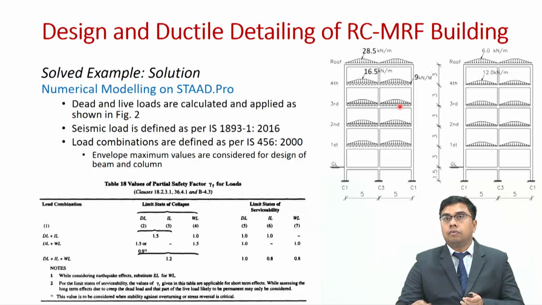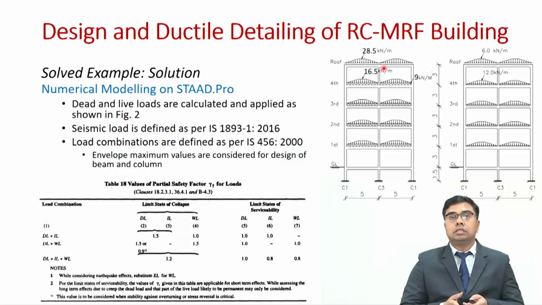Okay, so in this case we have done our numerical modeling on STAAD.Pro, where we have calculated dead load and live load, and we have applied them as shown in this figure. The left panel shows the dead load and the right panel shows the live load. In the dead load, you can see that on the beams we have trapezoidal loading. What is the reason behind the trapezoidal loading?